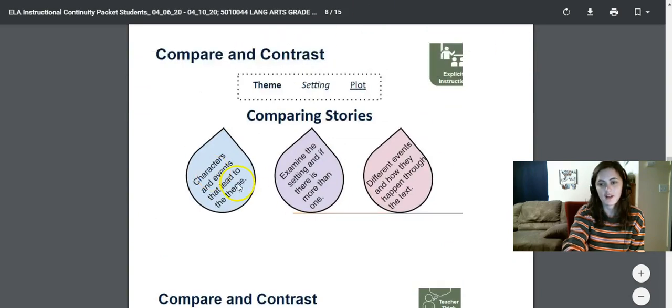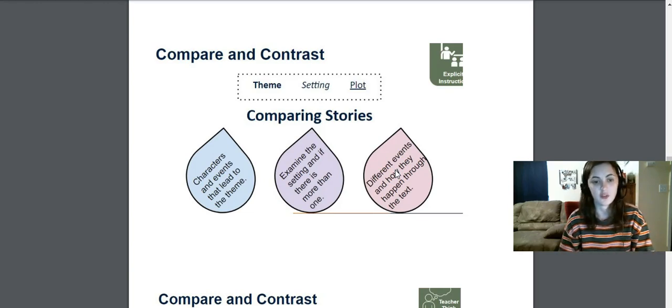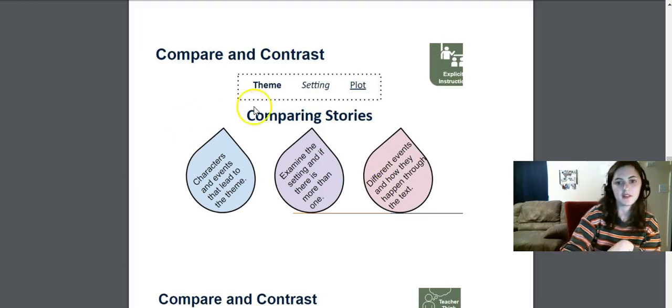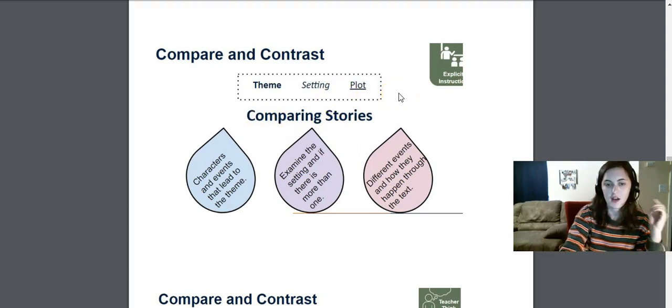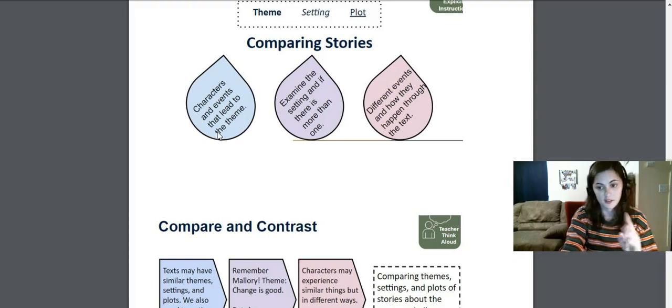Here are the comparing and contrasting stories skills. When it comes to comparing and contrasting stories, I always have my students focus on the characters, the setting, the plot, and the theme. The only thing missing here are the characters. I would still pay attention to them because sometimes with fables they matter. It even says right here, characters and events that lead to the theme. The theme is going to be the lesson learned in the story, and you know that the theme is always determined by the characters and the characters' actions.